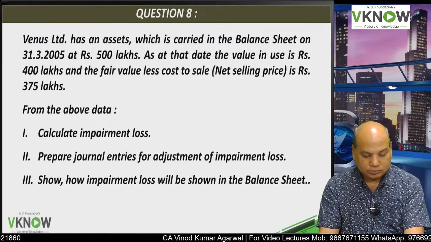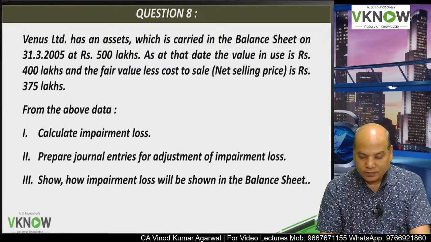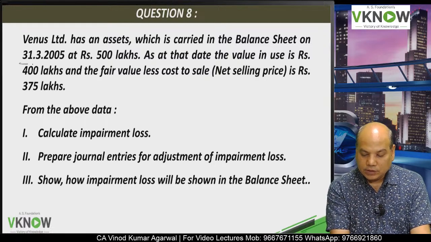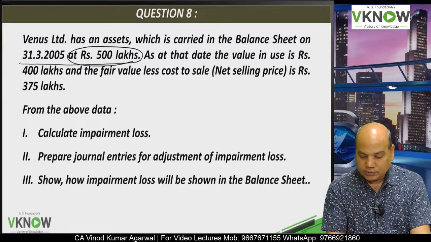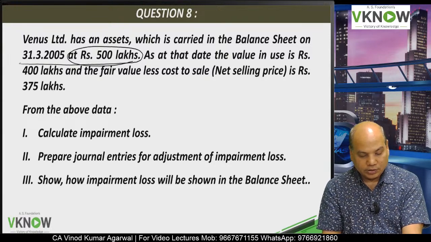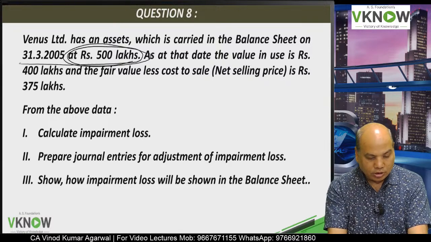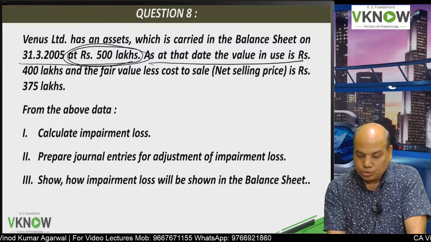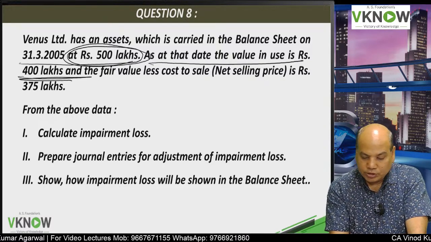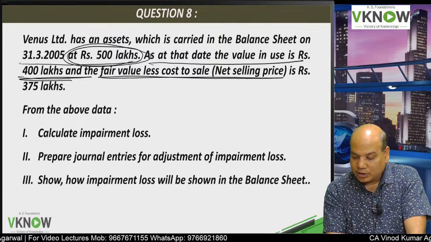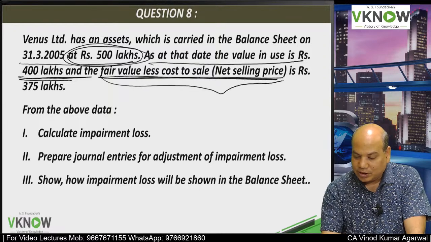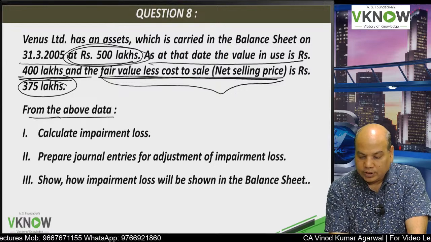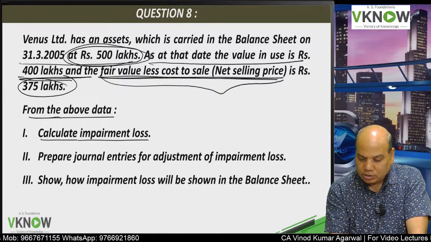Question number 8. Venus Limited has an asset which is carried in the balance sheet on 31st March 2005 at 500 lakh. So what do you call this 500 lakh? This is called carrying amount. At that date, the value in use is 400 lakh. Net selling price, fair value less cost to sell, is 375 lakh. From the above data, calculate impairment loss.